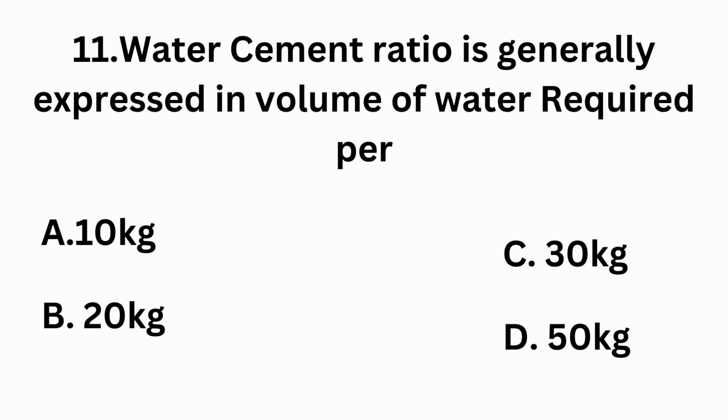Question number 11. Water cement ratio is generally expressed in volume of water required per A. 10 kg, B. 20 kg, C. 30 kg, and D. 50 kg. The water cement ratio typically used is 0.45 to 0.60. For 1 bag of cement, the volume of water lies between 22 to 30 kg. So here the option D, 50 kg, is correct.